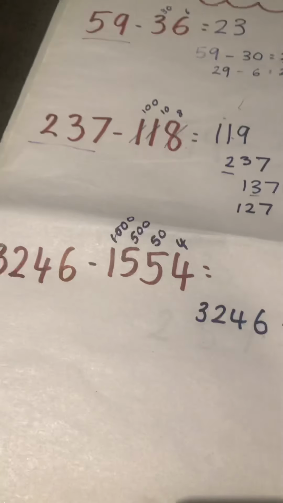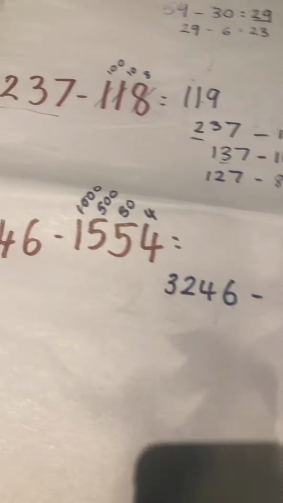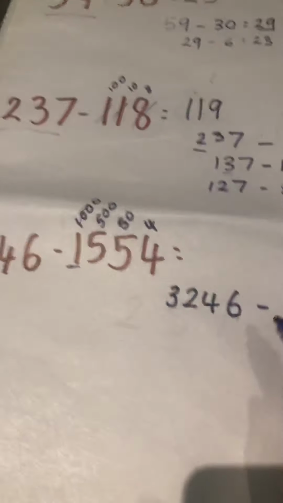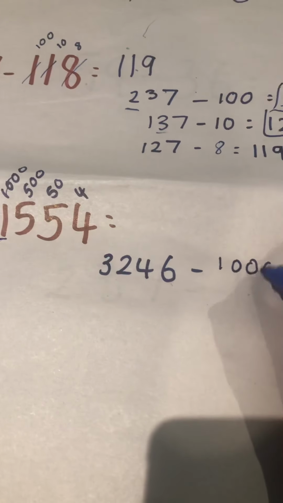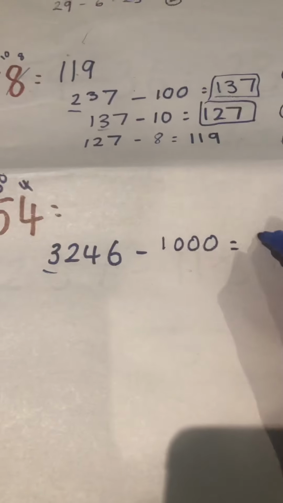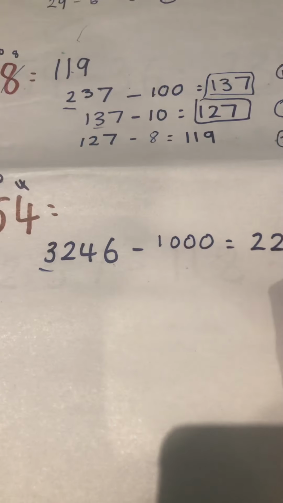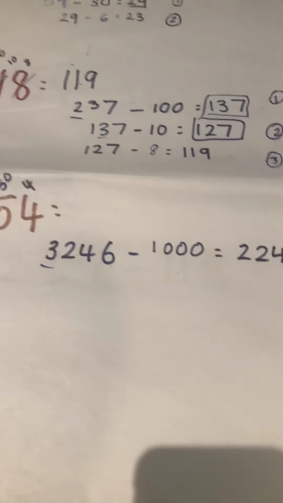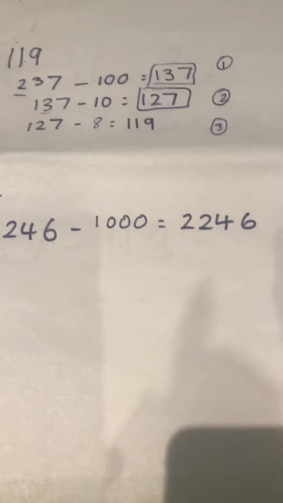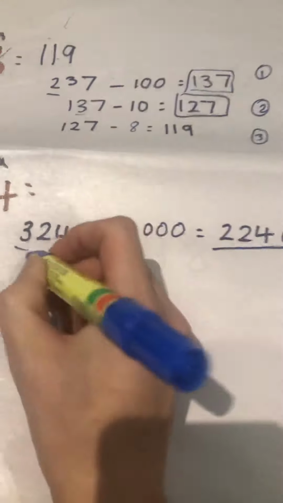Okay, so now we're going to start with our biggest value first. So we're going to take away the 1,000 first, okay, from this number. So you write take away 1,000, okay, which is affecting this, 2,246. Okay, now we have taken away our 1,000 from that. Now, very important, write this number straight down.